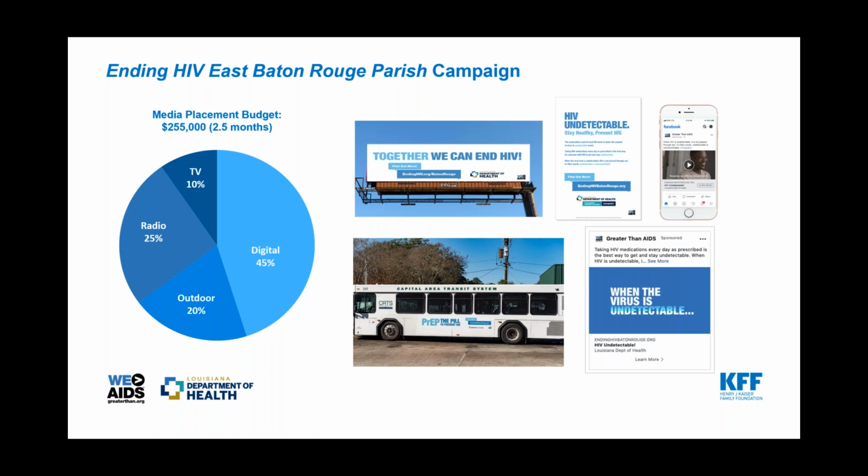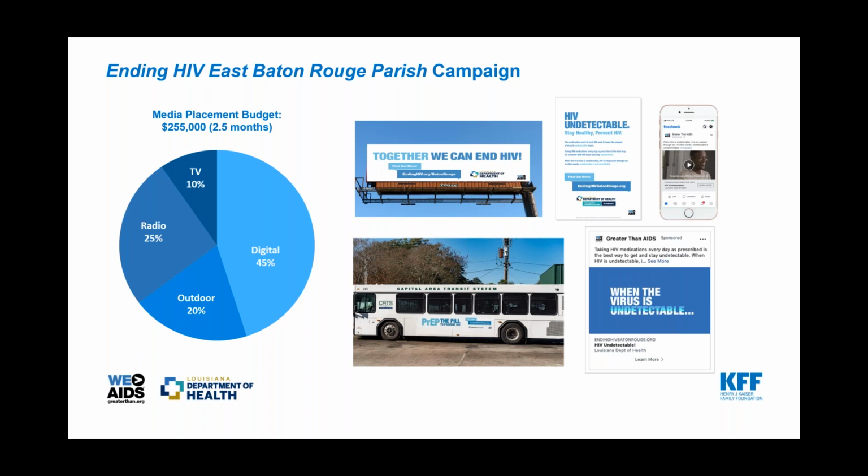The state wanted to get people over to their website. So they set up a website. We created a vanity URL, endinghivbatonrouge.org, which would connect people to local resources in the area. So we pretty quickly, we mentioned this is a pretty quick turnaround. We created a 2.5-month multimedia strategy, and it started last October.